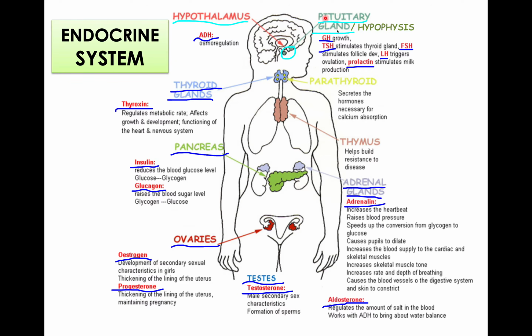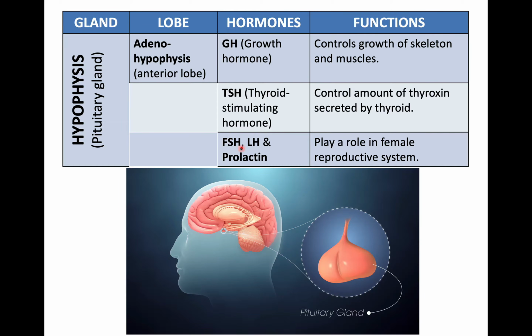So what is the function of the TSH? The TSH stimulates the thyroid to secrete the hormone thyroxin. Let's move on to the FSH, which is the follicle stimulating hormone. Now the FSH, LH and prolactin all play a role in the female reproductive system.